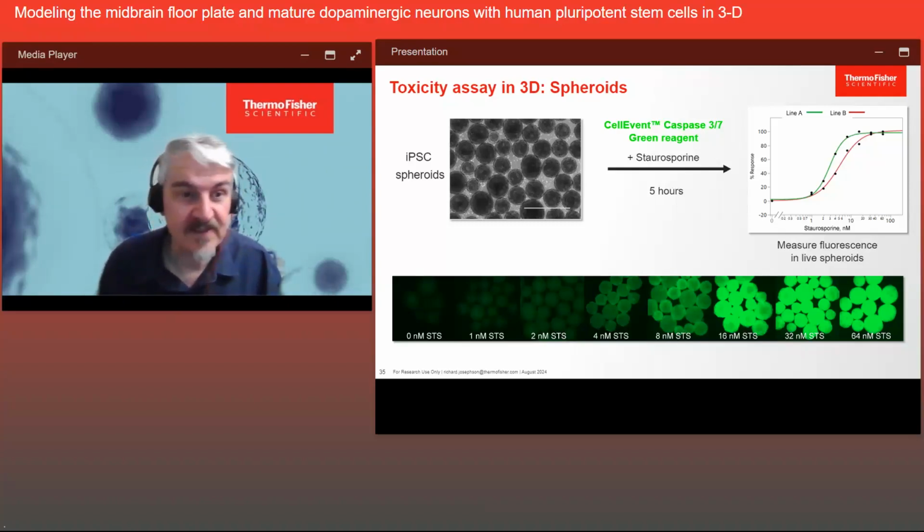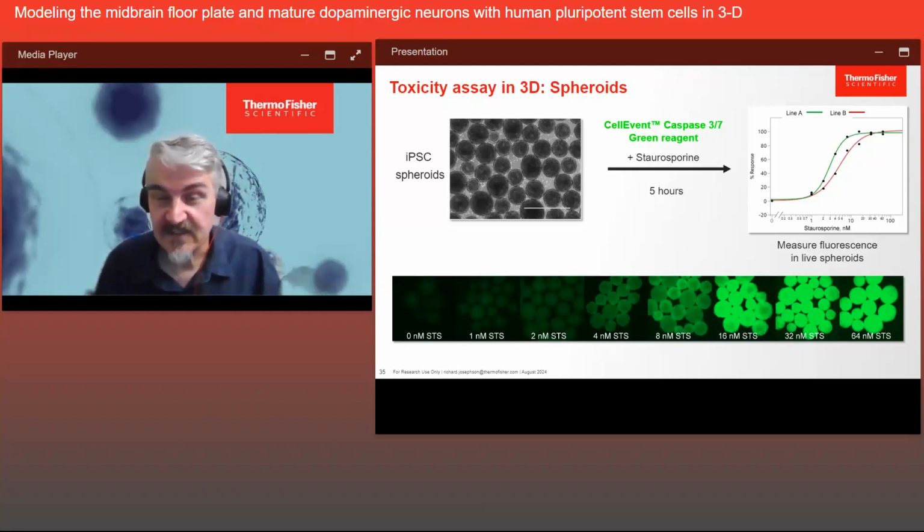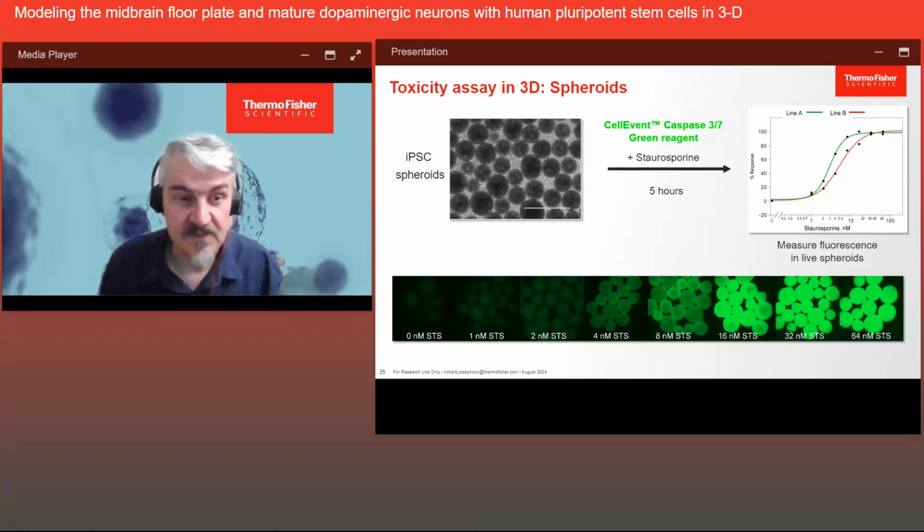At the bottom, you can see that the CellEvent fluorescence increases with the dose of staurosporine, and we can measure it very easily just using a Varioskan plate reader to give us sigmoidal response curves. This suggests that the CellEvent assay is sensitive enough to use in 3D. So next, we hope to use it to measure cell death in midbrain organoids, and hopefully cell death that is specific to dopaminergic neurons, as it is in Parkinson's.